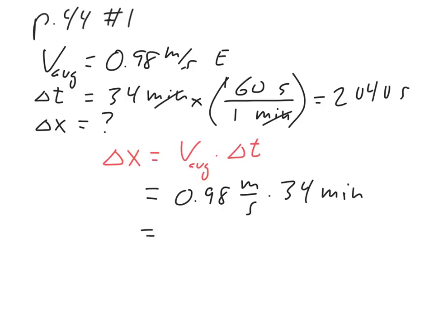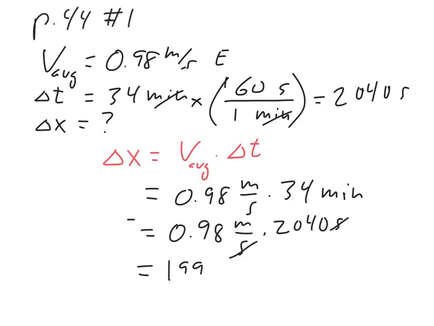Now we can take this and we can multiply 0.98 meters per second times 2,040 seconds. This is great because now the seconds will cancel. And our answer at this point is 1999.2.